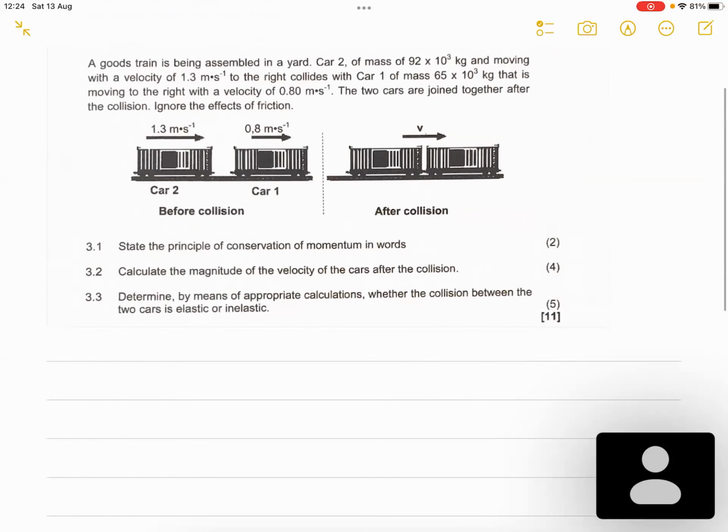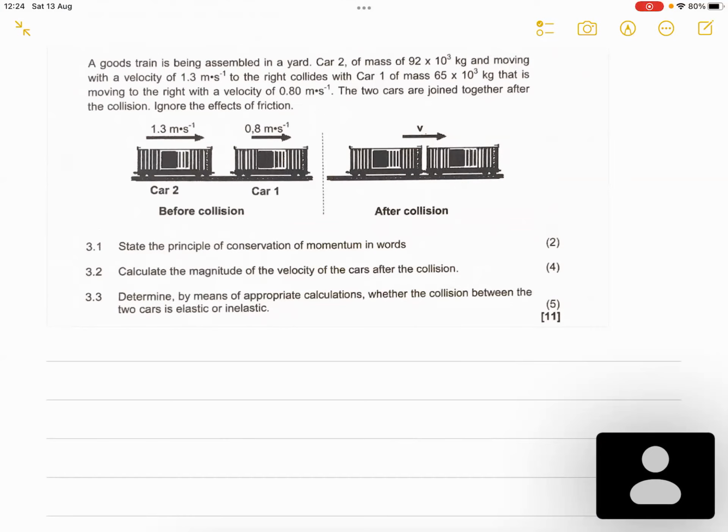I'm back. Can I just check that you can see my screen with these two trains and you can hear me clearly? Yes, we can see your screen. Okay, thank you. Okay, so let's carry on now.